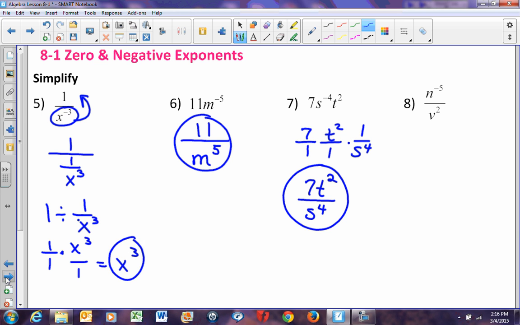Number 8, n to the negative 5th divided by b to the second. n to the negative 5th is a negative exponent, so that becomes 1 over n to the 5th. And we're going to multiply that by 1 over b squared. Because the b is already in the denominator, which means the numerator has to be 1. If you have something in the denominator and you don't have a number in the numerator, it's always 1. So this becomes 1 over n to the 5th, b to the second. And we normally write these so that your variables come in alphabetical order. So you write n's before b's, just because alphabetically n's come before b's.